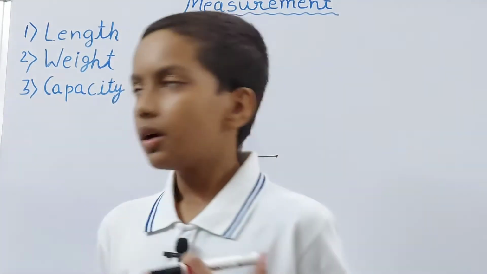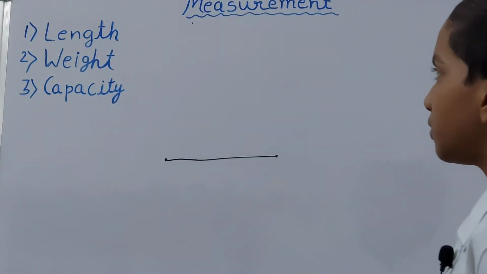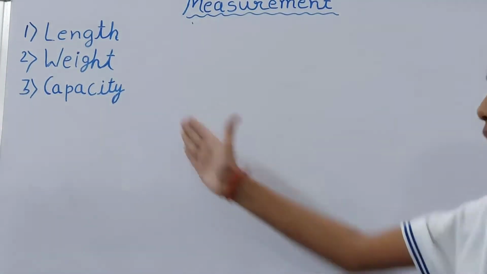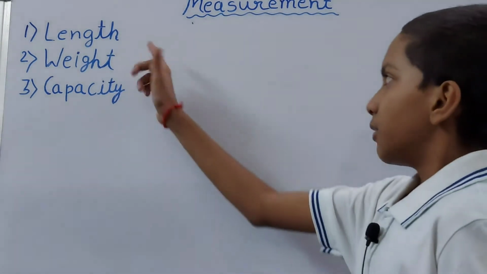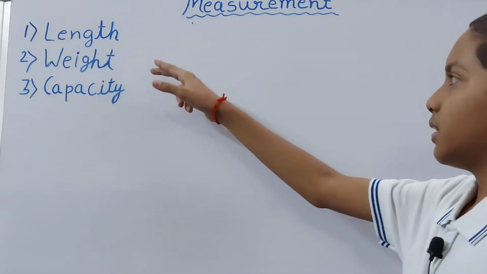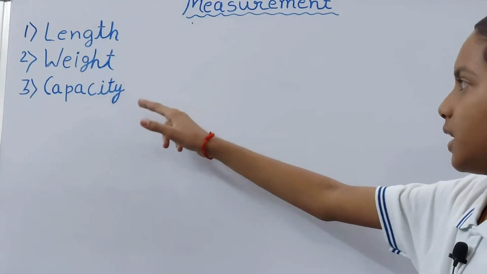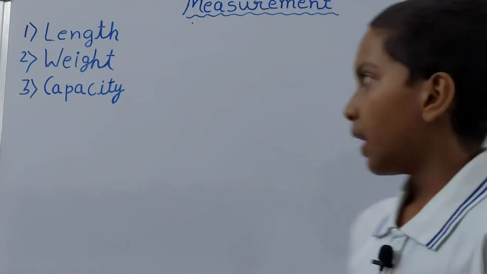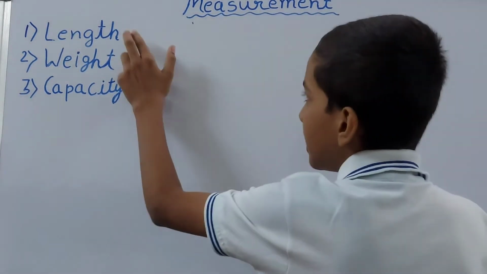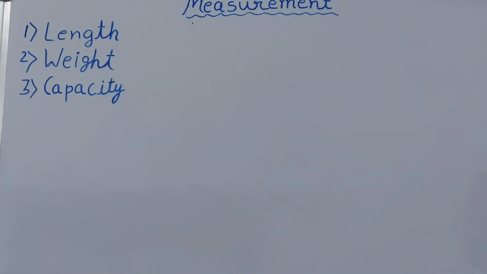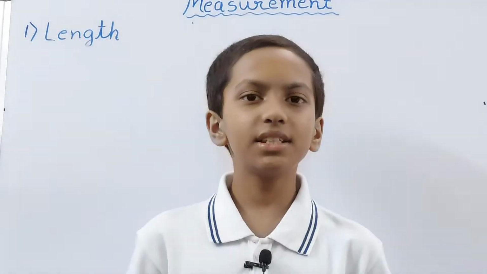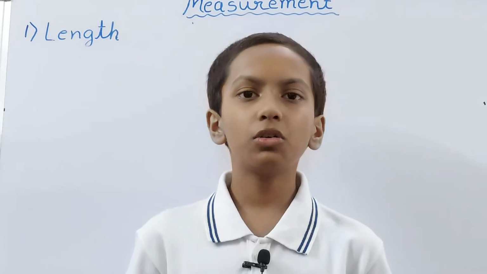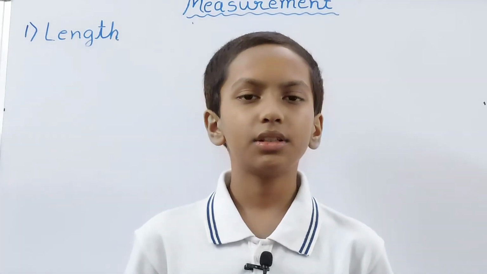Let's begin. Friends, first you need to understand that measurement is divided into three parts. Alright? The first part is length, the second part is weight, and the third part is capacity. And today we shall study part 1, that is the length. Friends, if we have to measure any object, we need to know the units of length.